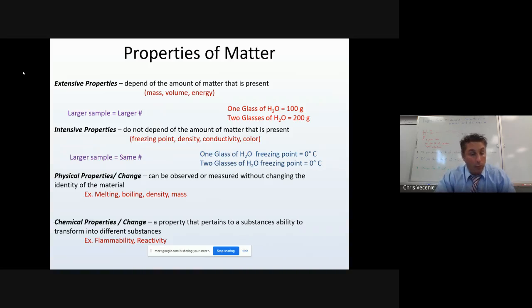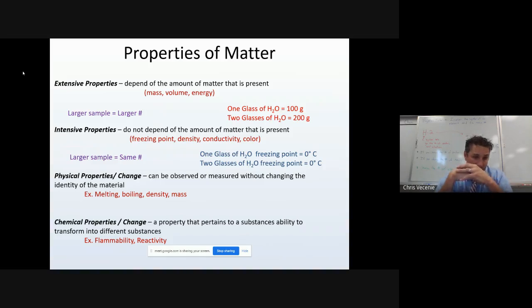If we're looking at chemistry ones, physical properties include things like melting, boiling, mass, density, color, things like that. Chemical properties, flammability and reactivity are the two big ones. Will it react with this other substance? If it does, and it has that property, I can't get it back. If it doesn't, then I know it's non-reactive and it won't change. So a chemical property is one that lets it change into something else.